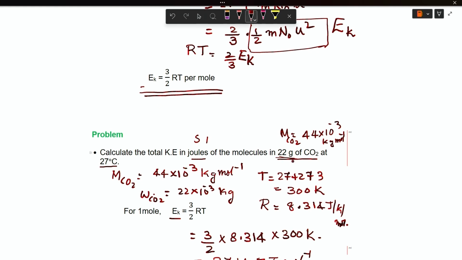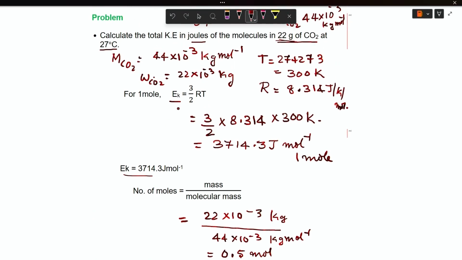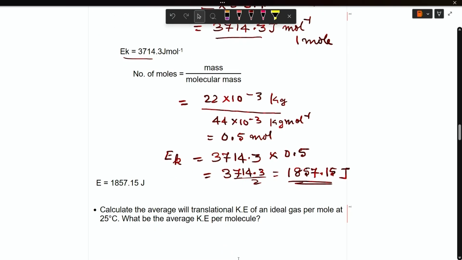in 22 gram of carbon dioxide. So, we will have to know how many moles are present in that amount of carbon dioxide. For that, we divided the mass by molecular mass, both converted into the same SI units. You get the number of moles as 0.5. For 1 mole, the expression is E k is equal to 3 by 2 R T. We found that for 1 mole, and therefore, for 0.5 mole, that is multiplied by 0.5, or you can divide it by 2, the answer is 1857.15 joules.